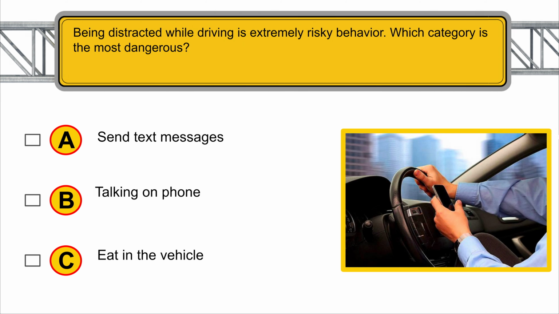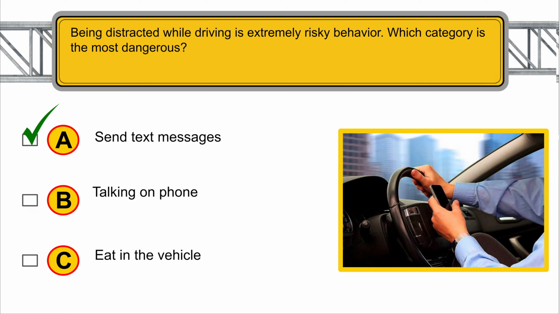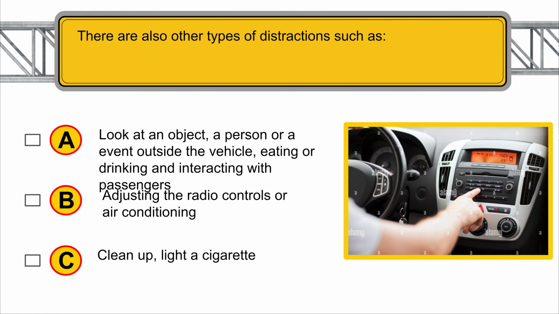Being distracted while driving is extremely risky behavior. Which category is most dangerous? Sending text messages. There are also other types of distractions, such as looking at an object, a person, or an event outside the vehicle, eating or drinking, and interacting with passengers. Adjusting the radio controls or air conditioning, and cleaning up or lighting a cigarette.